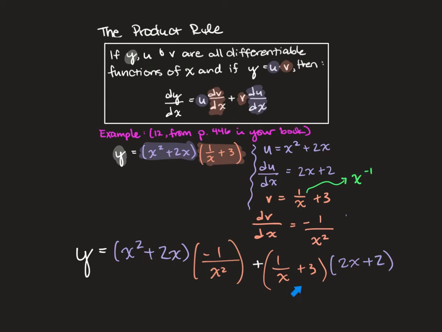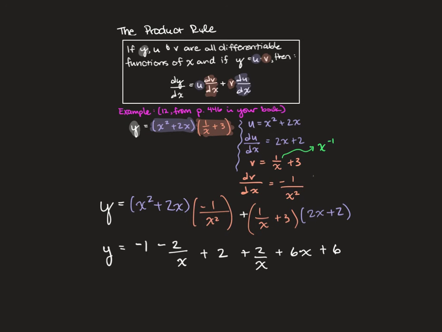Now, there's a whole lot of stuff happening here, so I'm going to just simplify a bit. I'm just going to be distributing, and I'm going to do that off of recording. Okay, just distributed that out. This got us negative 1. This got us negative 2 over x. That got us 2 over x, 6x, 6. And then we can combine like terms. And I'm just realizing that this should have been dy dx because we're calculating the derivative. Okay, so we're left with just this.